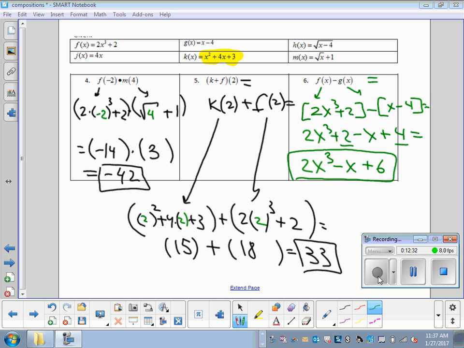Because I have minus in front of parentheses, I distribute it. So minus x plus 4.